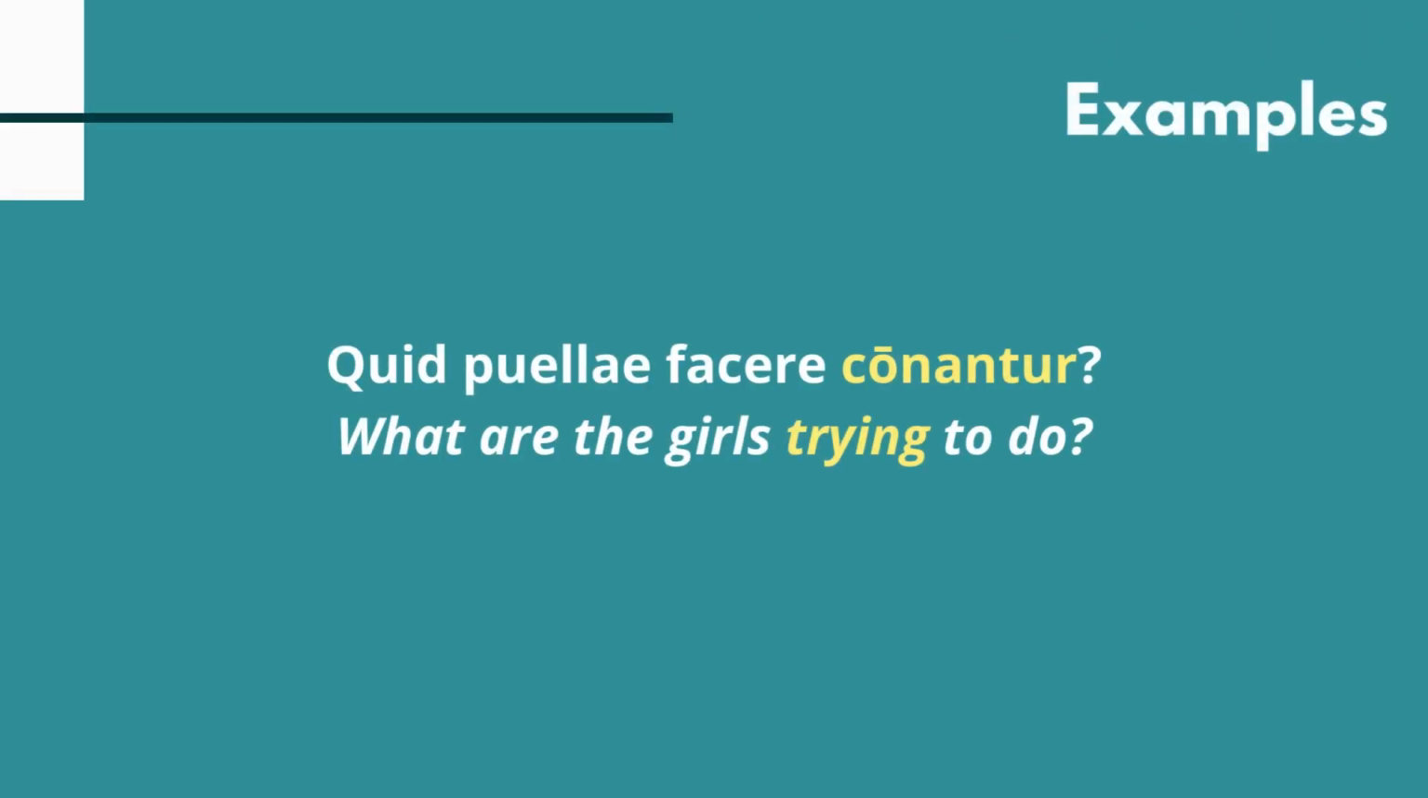So let's look at some examples. If you said quid puellae facere conantur, right? Conantur is deponent. It's the verb to try. It's present tense, so we just translate it actively. What are the girls, the puellae, trying to do? Conantur facere. It's a complementary infinitive. So again, conantur, deponent verb, translated actively.